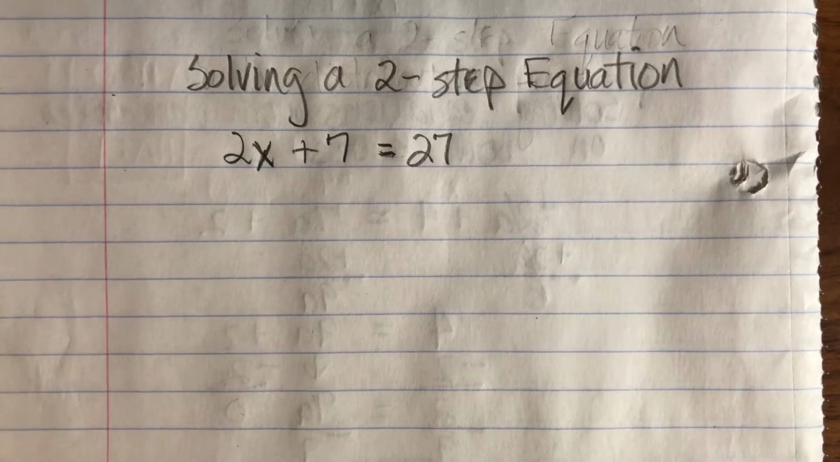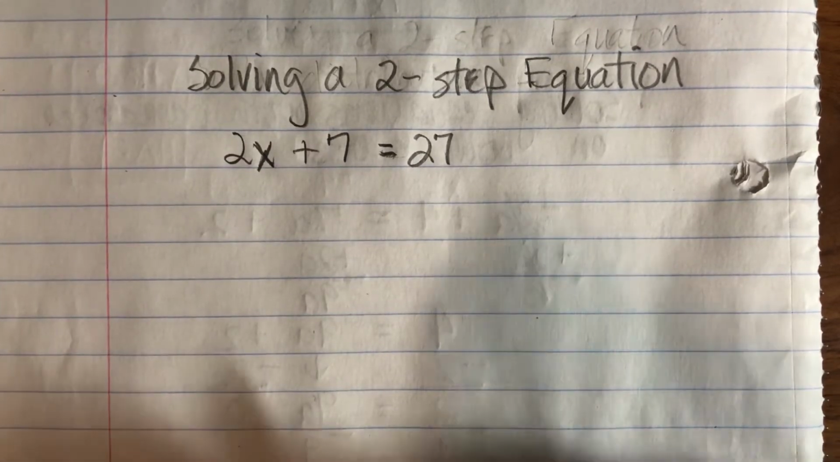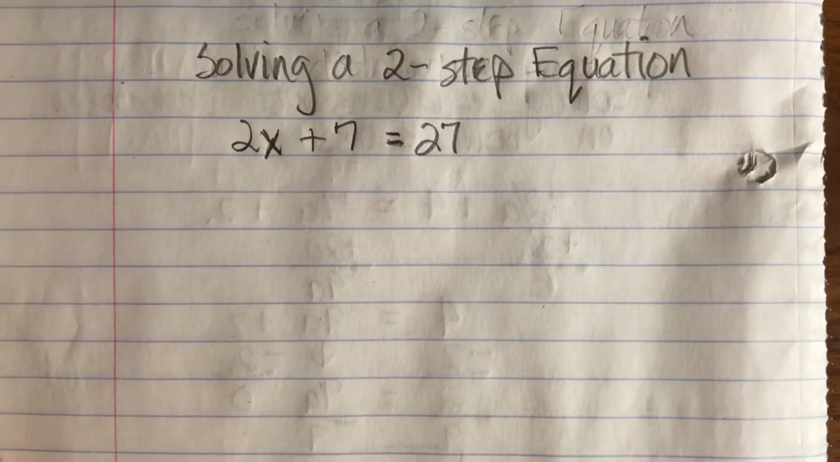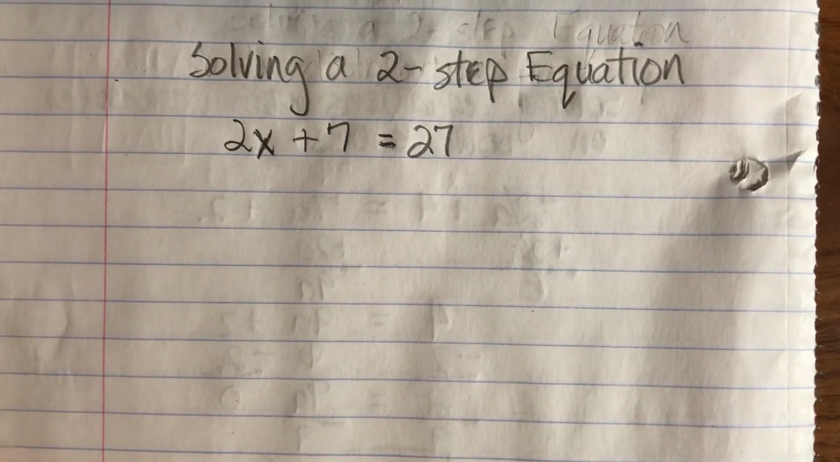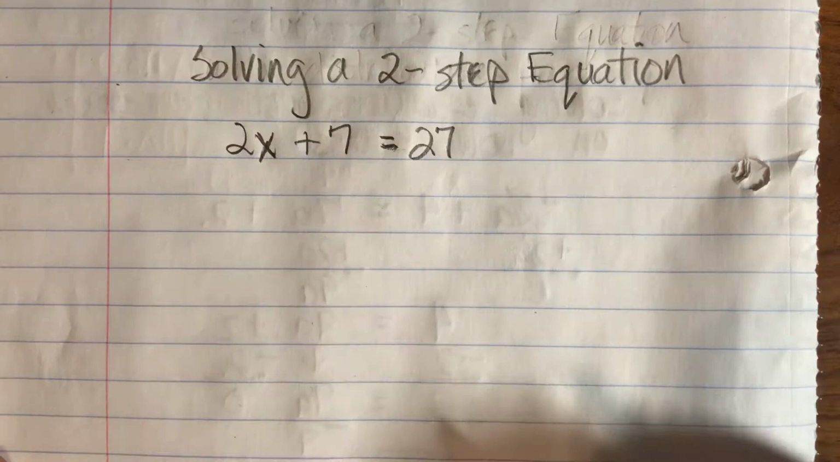Okay, we're going to solve a two-step equation. Now, the first thing that you want to do when you're going to be solving an equation is just look at it and see what it is that you have. Because essentially what we're going to be doing is undoing what is there. We're going to be doing the opposites of what it is that we see.